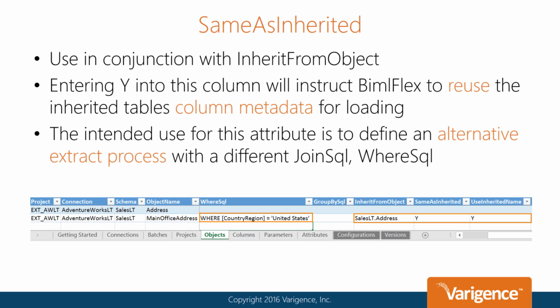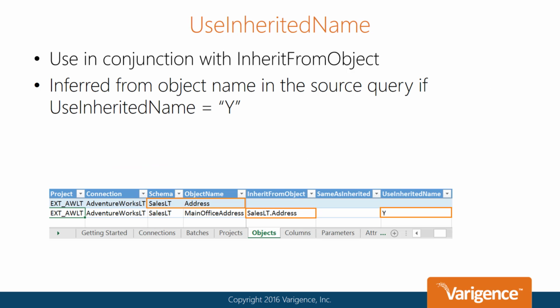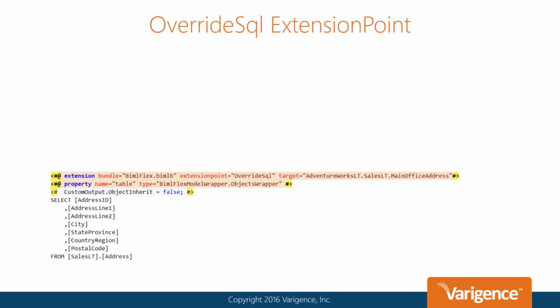So we're going to go through this really shortly, and I'm going to show you some examples of where it makes sense to do that. Use inherited name, use it in conjunction with the inherited from object. In other words, if you set that, it says that I want to use the inherited object's name in the source query. If you don't set that, it'll actually use the object. So in this case, if you look at the metadata there, I've got sales LT main office address, and I'm saying use inherited name. So when I do the select statement, and I'll switch some of these on and off when we do the demo, I'll show you what the impact of that is when we build out our solution.